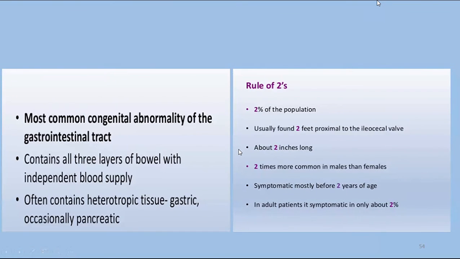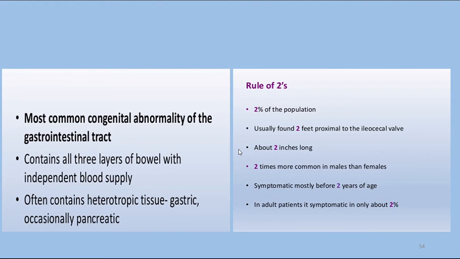Again, let us familiarize ourselves with the rule of twos. So Meckel's diverticulum occurs in just 2% of the population. It is usually found 2 feet proximal to the ileocecal valve. So in the ileum, about 2 feet away from the ileocecal valve. It is approximately 2 inches long. It is 2 times more common in males than females.